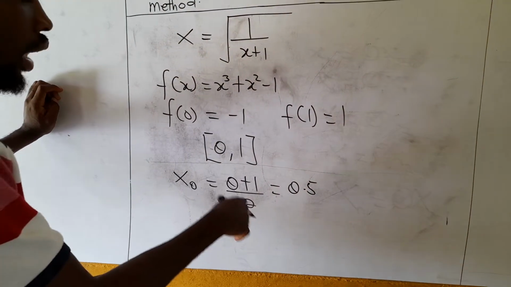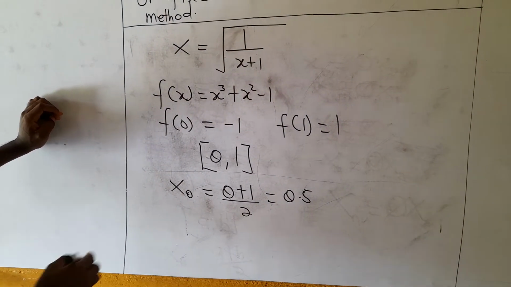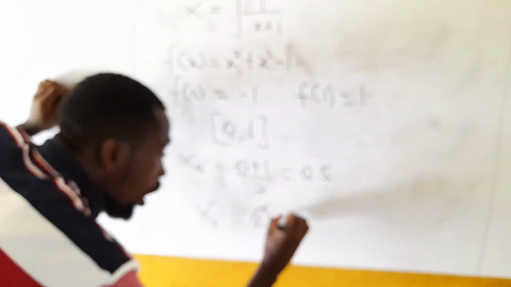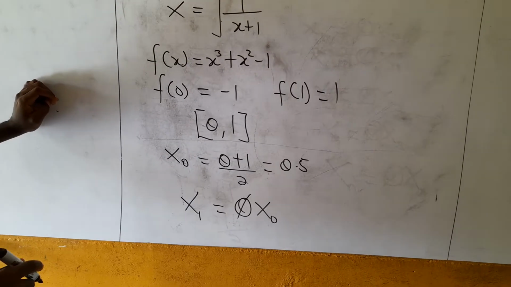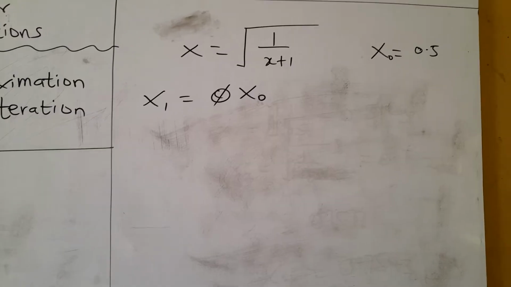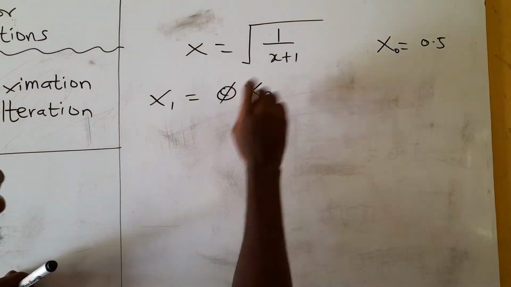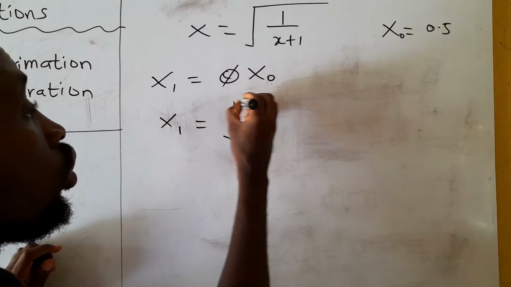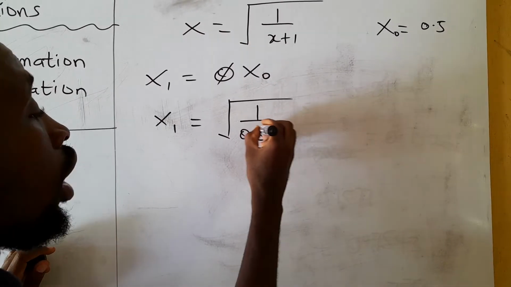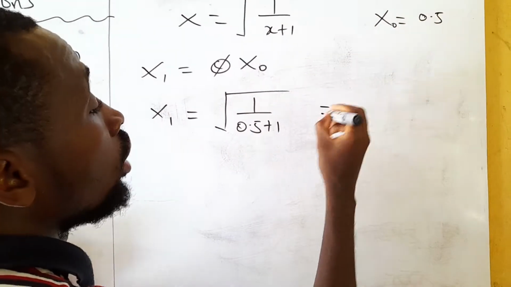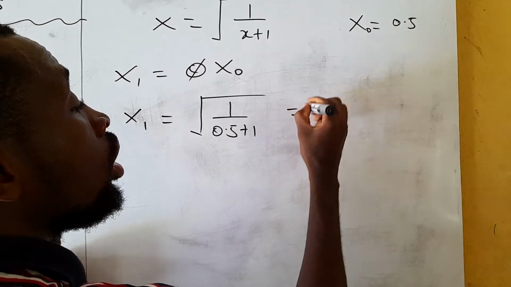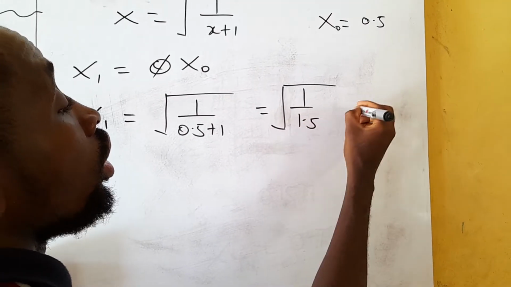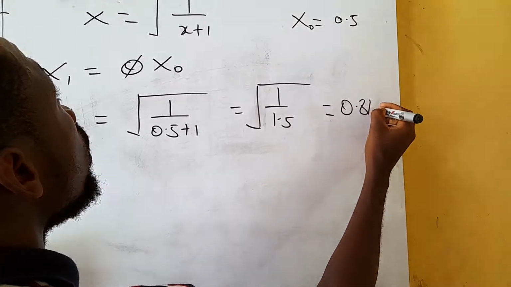So now after we got x naught to be 0.5, we substitute it. We find x1. Our x1 will be equal to the substitution of our x naught in place of x in the function. So our x1 will be equal to the square root of 1 over 0.5 plus 1. When we do that, we'll get the square root of 1 over 1.5, and that will be equal to 0.8165.